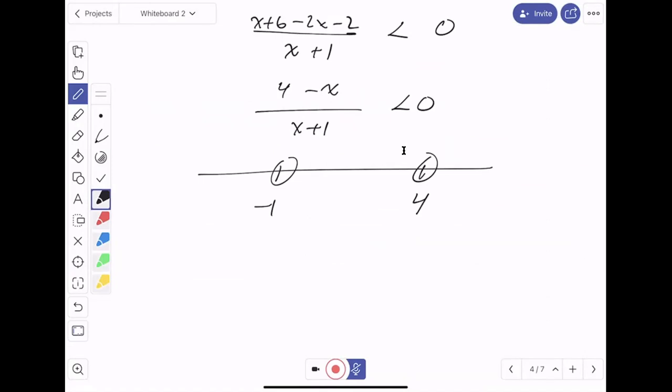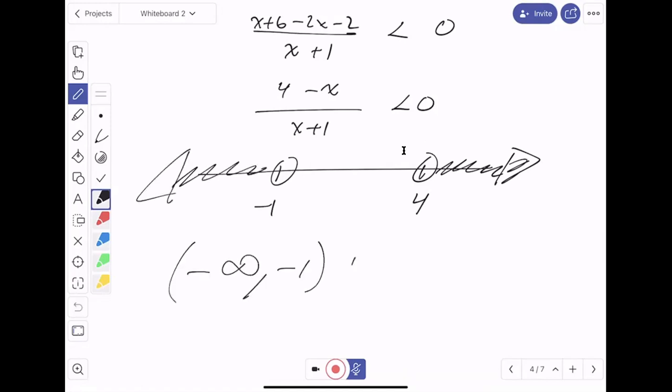Take a number after 4, like 5. You get negative over a positive, which is negative. Certainly a negative number. That gets shaded in. Take a number below minus 1, like minus 2. Plug it in. You get positive top, negative bottom. Overall, negative. What's my answer? Minus infinity to minus 1, union 4 to infinity.